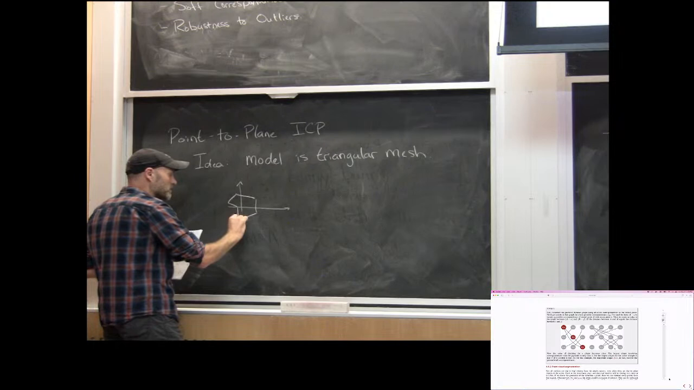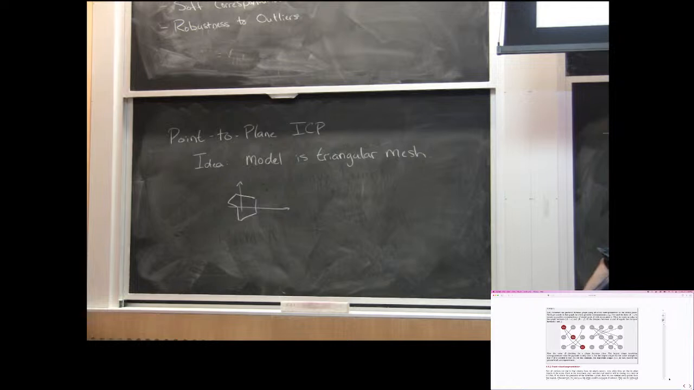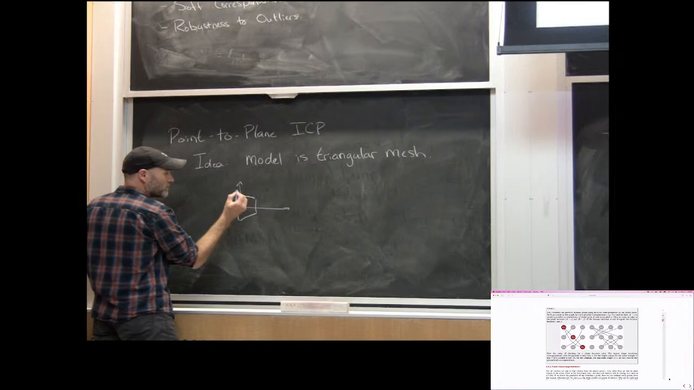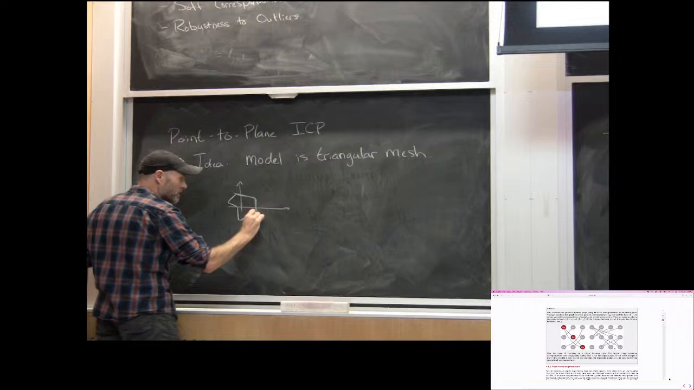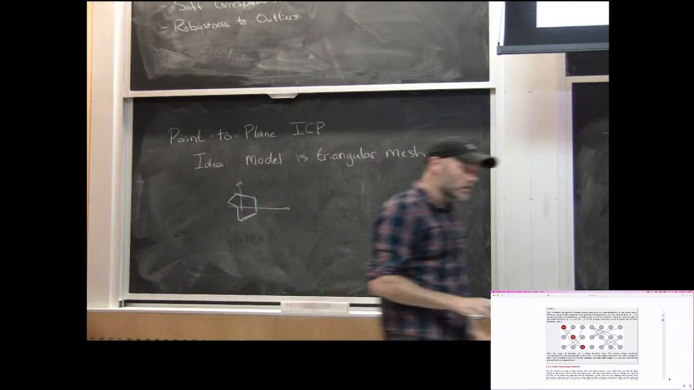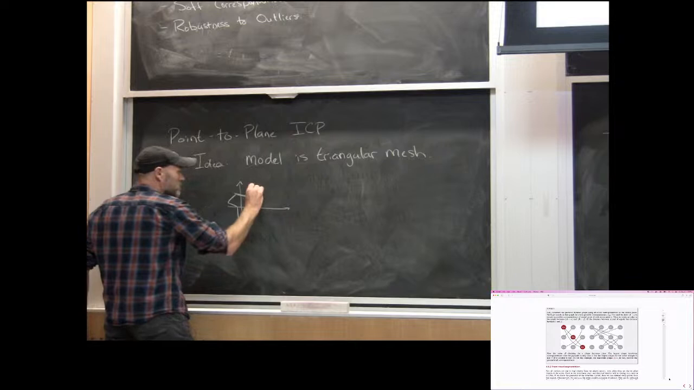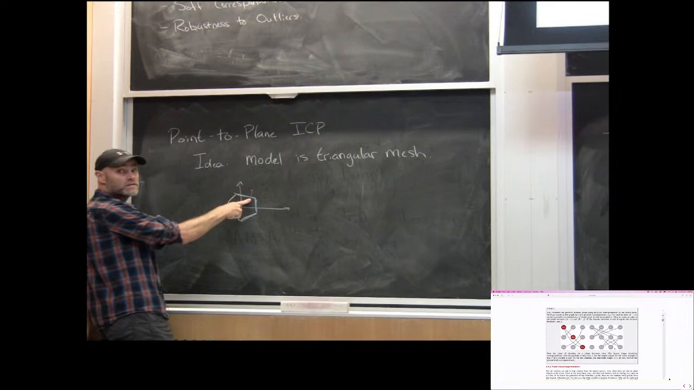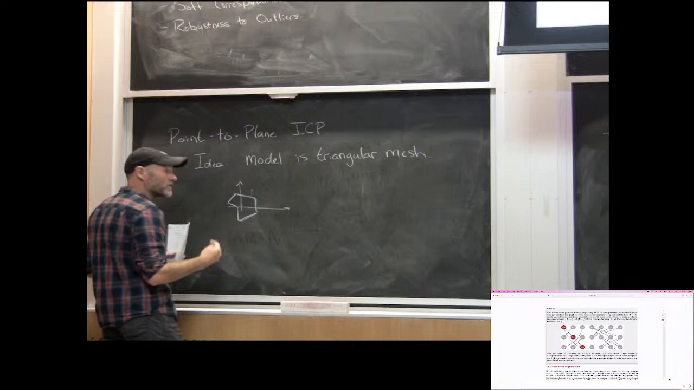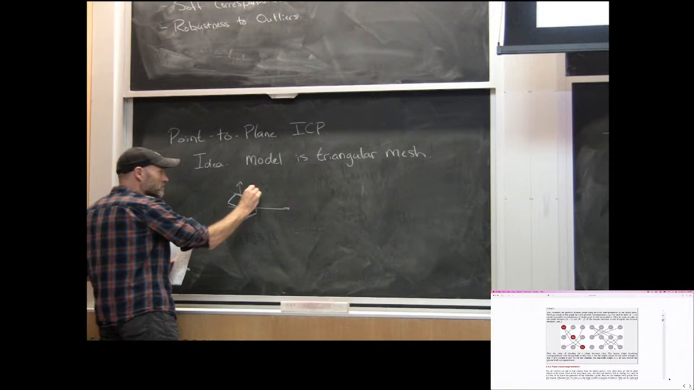Rather than represent the model only as a series of points, in 2D I'm going to model it as line segments. These line segments are the model, and I want to correspond points in the scene not necessarily just to the vertices, but to the closest point on the face. In 3D, this is point to plane. Is that clear? I'd like to measure not the distance from point to point, but the distance from point to plane, and allow it to match anywhere on the plane.